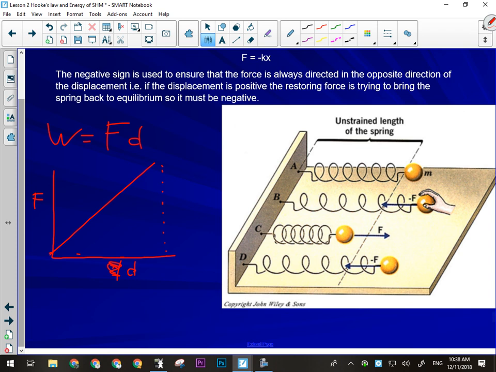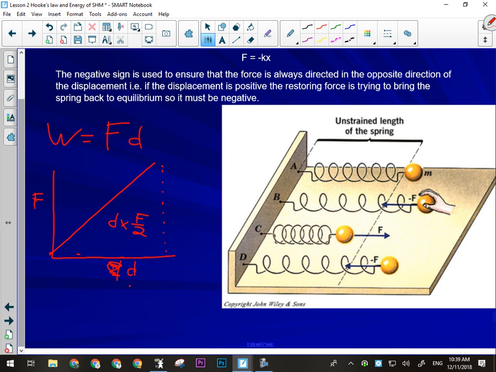So I calculate the area underneath. I'm going force times distance, which gives me work. But I'm only using half of the force. Agreed? Because it's a triangle. So when I did that, essentially then we had this: distance times force over 2.